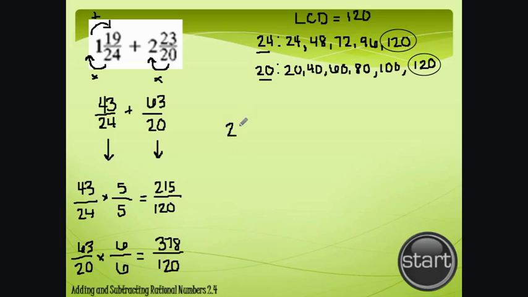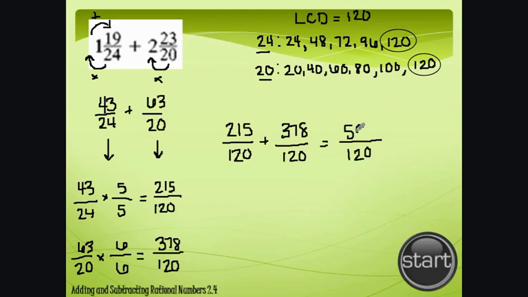Now we're left to add these two improper fractions because that is the operation we're working with. So we have 215 over 120 plus 378 over 120. Our denominator stays the same. Now we just need to add our numerators across. 215 plus 378 is equal to 593.